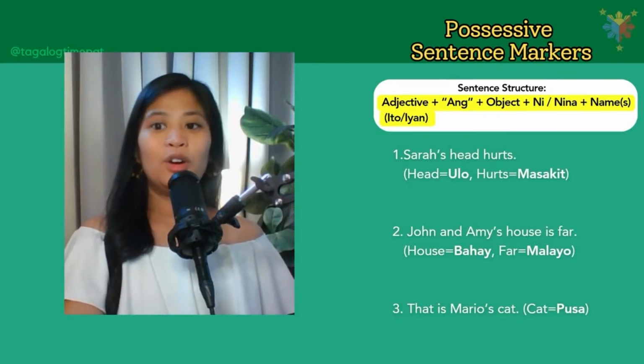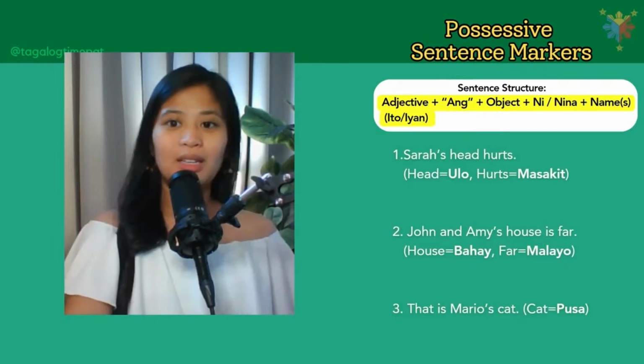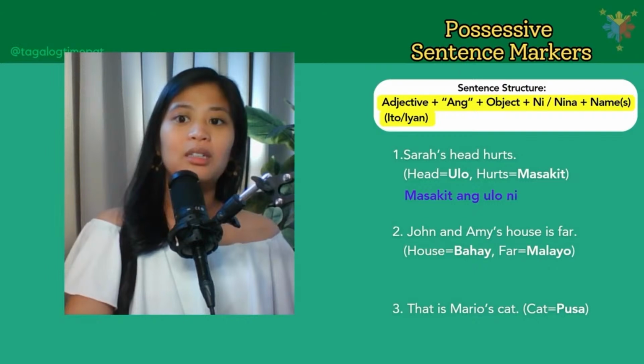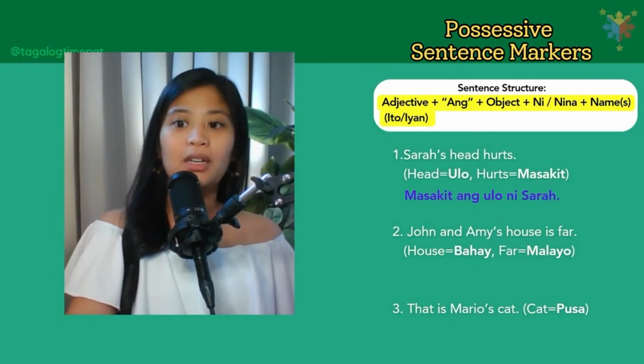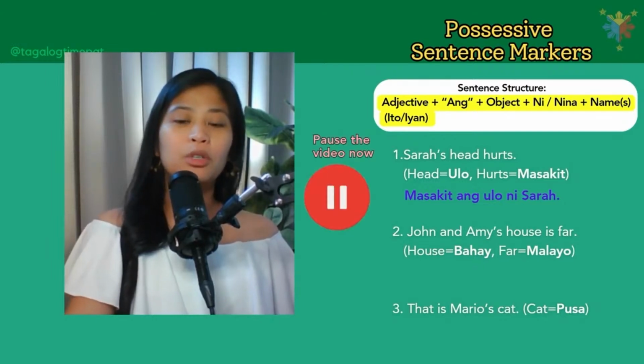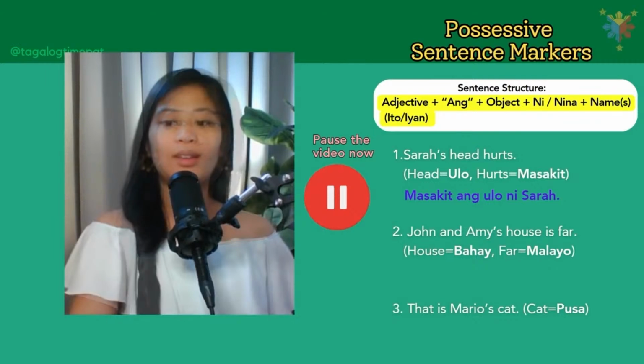Sarah's head hurts. Head is ulo, hurts is masakit. So let's just follow this sentence structure. So adjective comes first, masakit, ang, ulo, which is the object, ni, Sarah. So it's just one person, so we would choose ni. Masakit ang ulo ni Sarah. Sarah's head hurts. You take a minute, you do number 2 and 3, and then we will go over it.